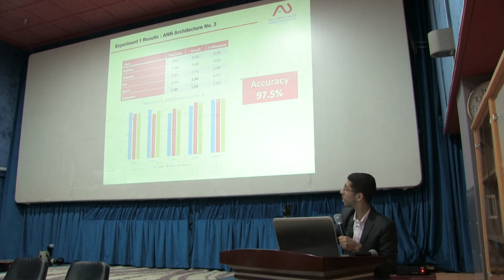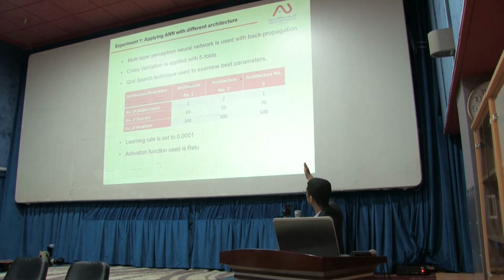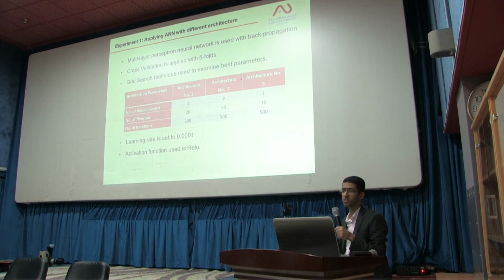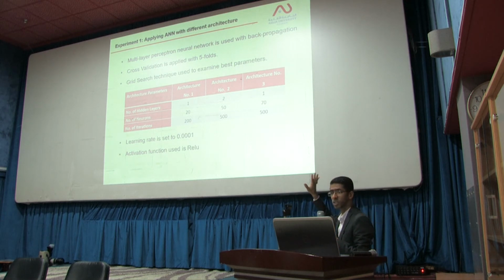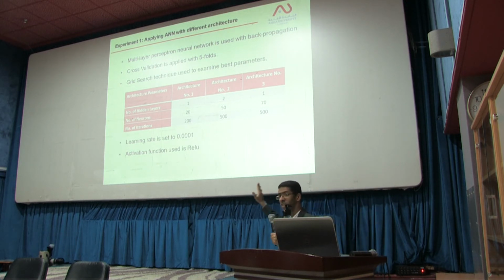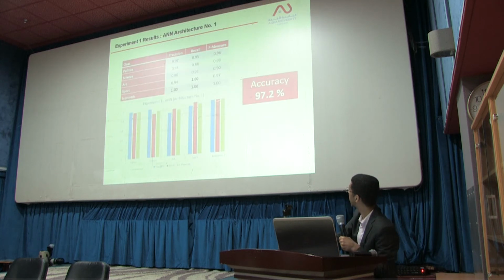If I go to the previous slide here, the third architecture, one hidden layer with 70 neurons and 500 iterations, gets an accuracy which is my best result. These are only the final experiments. I did a lot of experiments, even with 1,000 neurons, but it didn't get much better results.